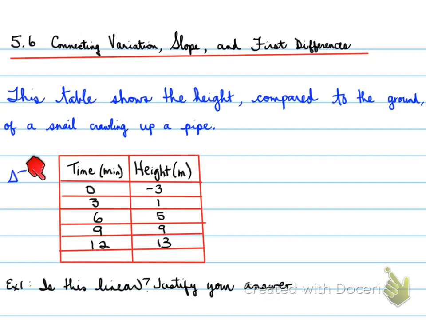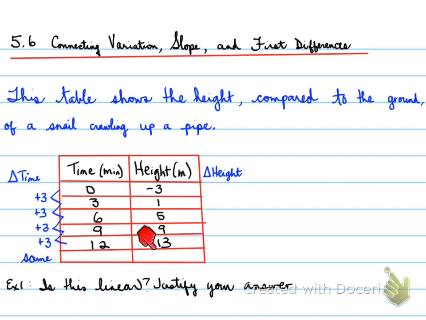Delta table. Delta time is equal to, let's find out, 0 to 3 is +3. 3 to 6 is +3. 6 to 9 is +3. 9 to 12 is +3. So this whole thing has a value that is the same. So the delta time values are all the same. Next, we look at delta height. Let's find out what those values are doing. So delta time, these values are all the same.